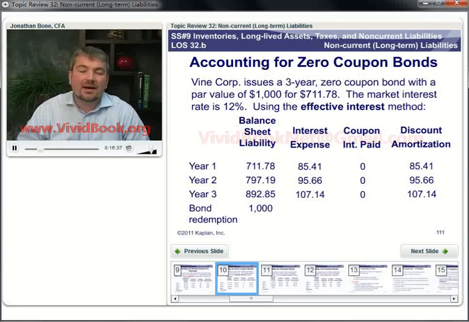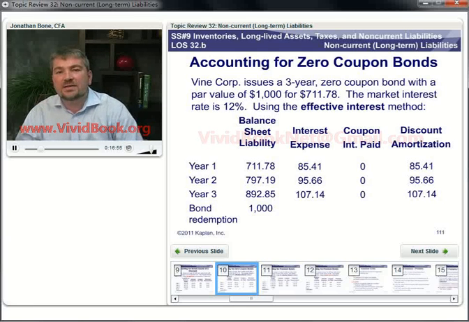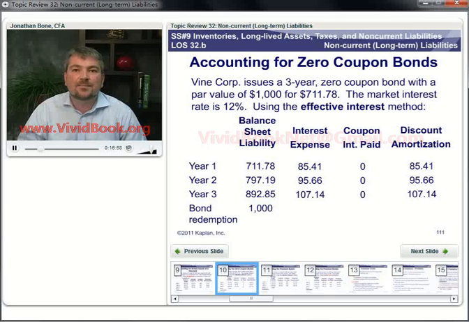We then calculate our interest expense by taking the market rate when the bond was issued, 12%, times our initial liability, 711.78, and that gives us our interest in the first period, 85.41. Compare that to the coupon. Well, there is no coupon. That means the entire interest expense is just amortized discount. So that amortized discount gets added to the liability. So at the end of year 1, beginning of year 2, our liability is now 797.19. 12% of that gives us 95.66, which is the interest expense in our income statement in year 2.